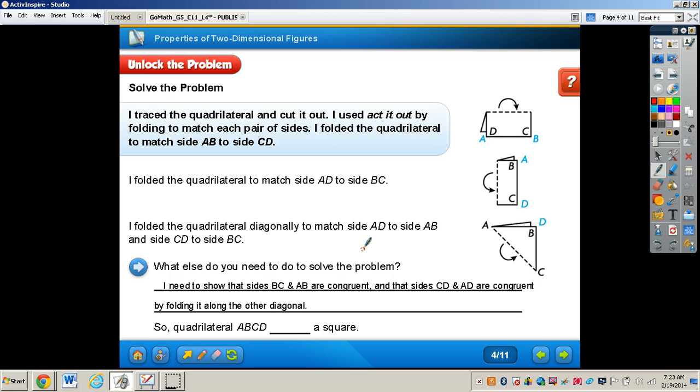So you can continue to fold sides to match each other to make sure everything is congruent. So we still need to figure out that sides BC and AB are congruent and that sides CD and AD are congruent. And we can fold it along the other diagonal, so kind of doing the opposite of what we just did here. Okay, so whenever we fold it and we realize that every side is congruent, we can come to the conclusion quadrilateral ABCD is a square. And keep in mind, this would be something that you would do if you did not have a ruler or if you did not have access to the measurements.